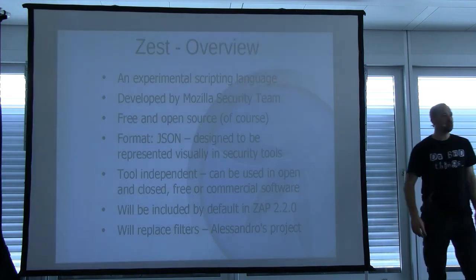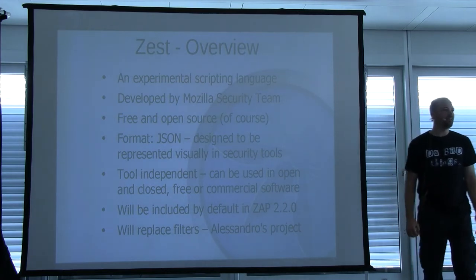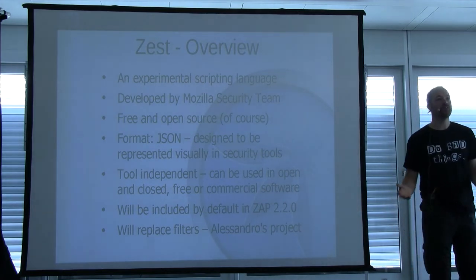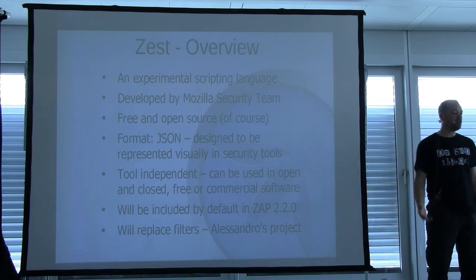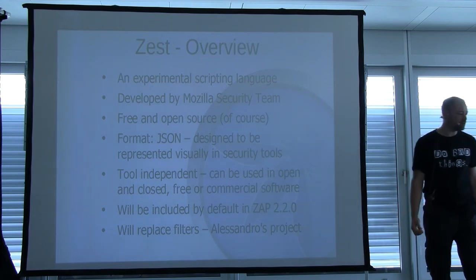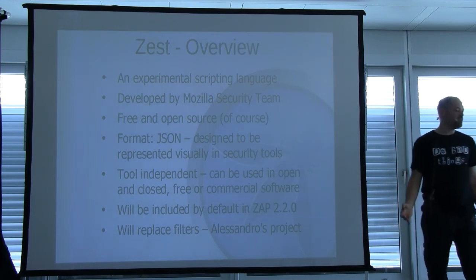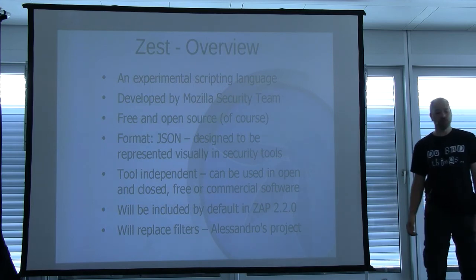So this is called Zest. It is an experimental scripting language. The people working on it, we've never created one of these things before. We may make mistakes, but it's developed by the Mozilla security team. It is, of course, free and open source. I've mentioned it's JSON, but it is tool independent. It's released under the Mozilla 2.0 license.